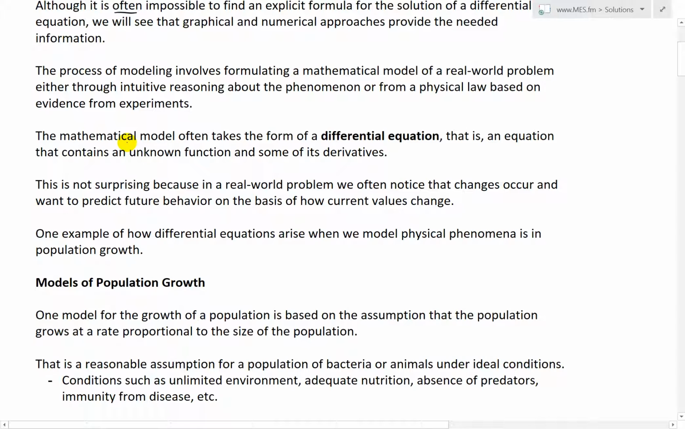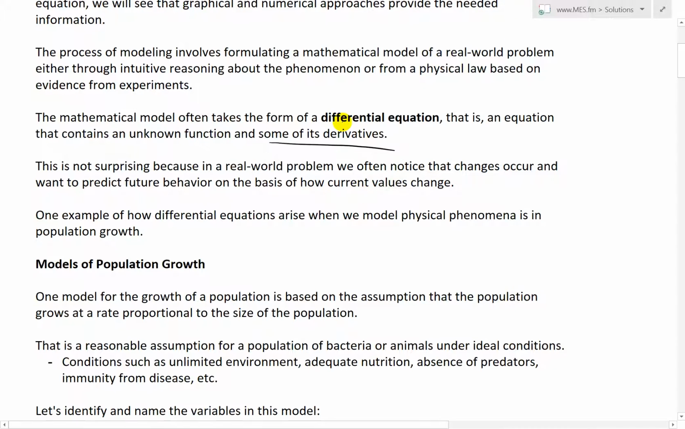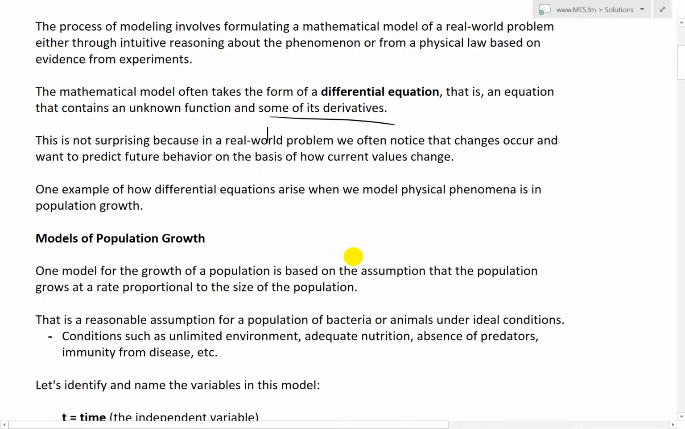The mathematical model often takes the form of a differential equation, and a differential equation is an equation that contains an unknown function and some of its derivatives. So that function includes its derivative, and that's why it's called a differential equation.